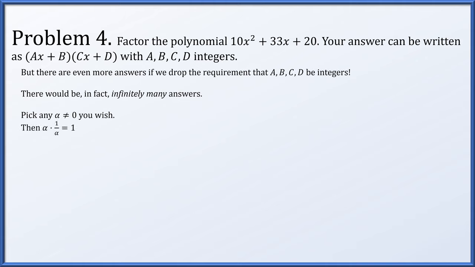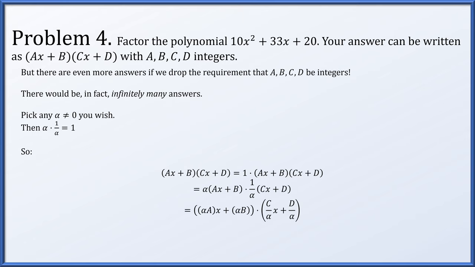Well, that number alpha times 1 over alpha will be 1. Here's why alpha couldn't be 0, because I need to consider 1 over it. So if you have a solution, ax plus b times cx plus d, that's the same thing as it times 1. 1 is the same thing as alpha times 1 over alpha, and I distribute an alpha into one term and the 1 over alpha into the other. Notice that if ax plus b times cx plus d is equal to something, it's the same thing as this new expression we have, and we have changed all the coefficients. And I can pick alpha to be whatever I want other than 0.